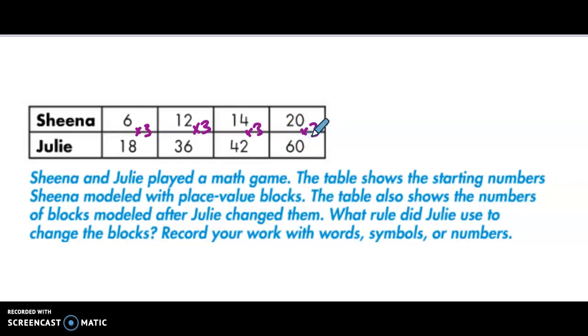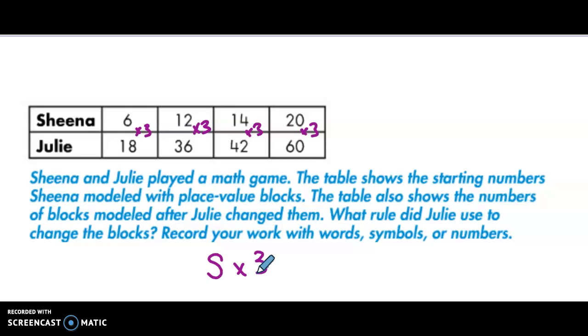So the rule coming from top to bottom is times 3, but we want to write this out as an expression. So we need to assign a variable to Sheena, because we're going to go from top down. We always go from top down. So Sheena, let's just simply call her S times 3. So Sheena times 3 gives us the other person.